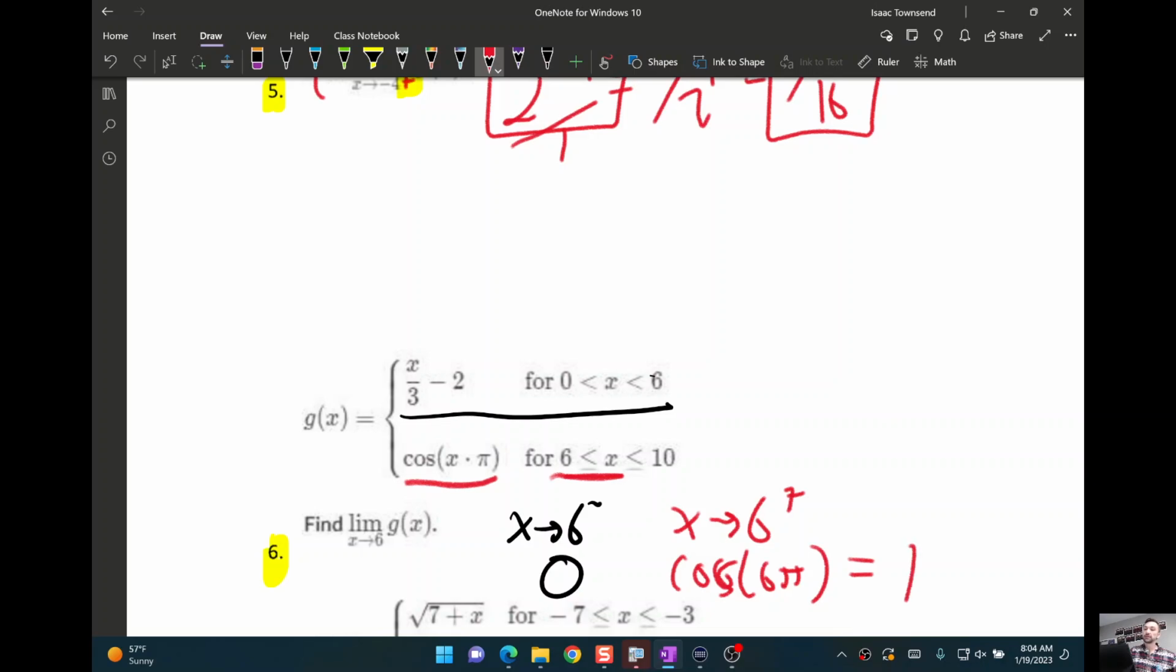It is 1. So the answer to this one then is what? Does not exist. Limit from the left is not the same as the limit from the right. You might think it is if you're doing it too quick with your unit circle. It's okay if you need to slow down and spend a little more time with the unit circle, but you do want to get those right.